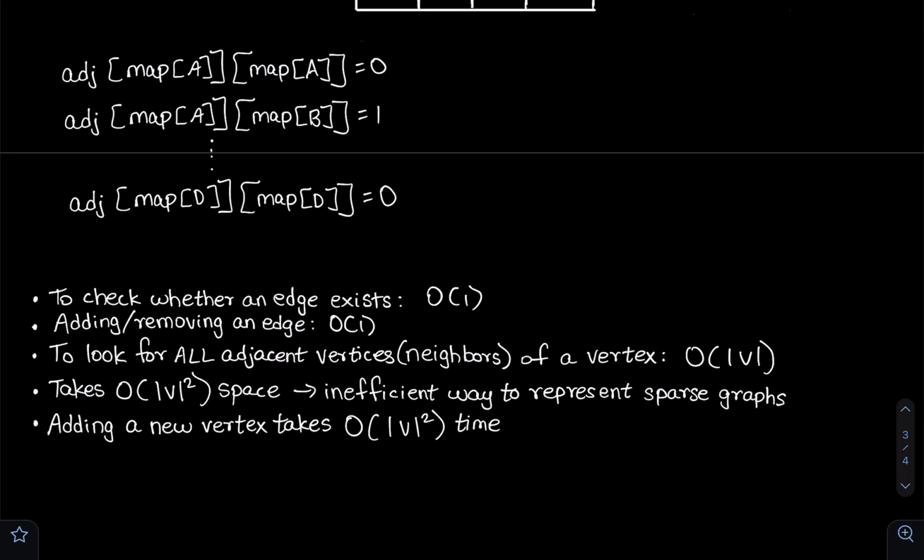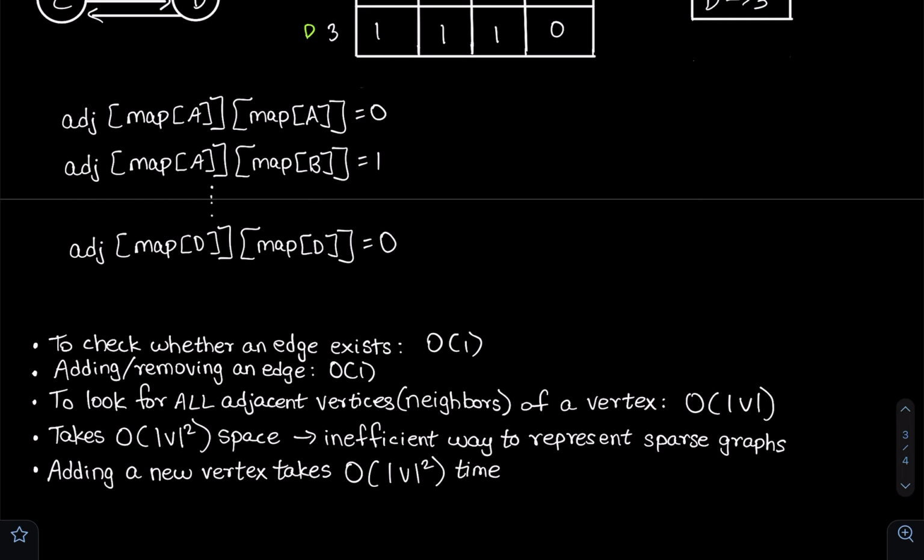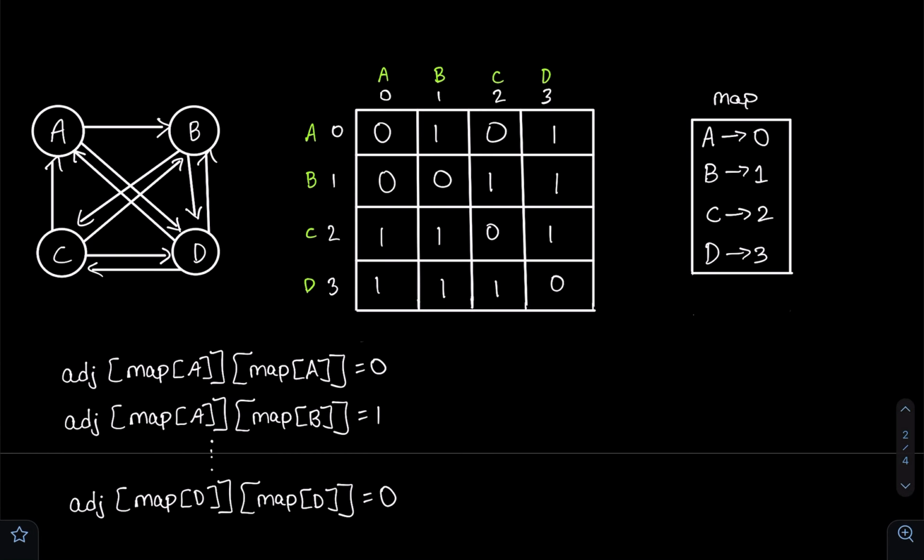And to look for all adjacent vertices or neighbors of a vertex, it takes big O of the number of vertices. So what are adjacent vertices? If we look at vertex A, what are all its adjacent vertices? Adjacent vertices are the vertices which are directly connected to A with a direct edge. A direct edge goes from A to B, a direct edge goes from A to D, and that's it, right? So all the adjacent vertices of A are B and D.